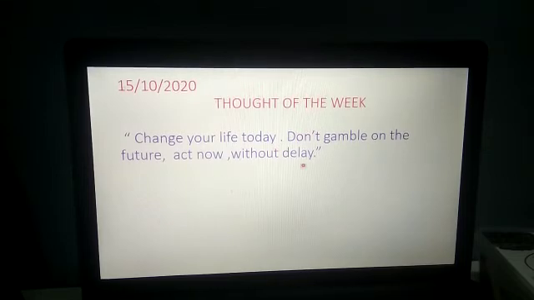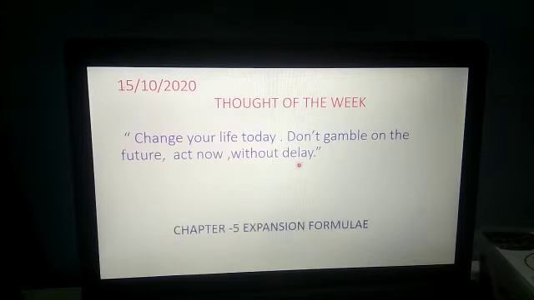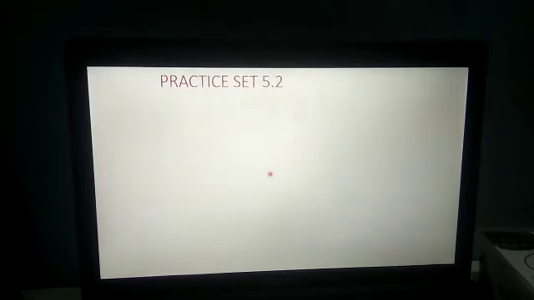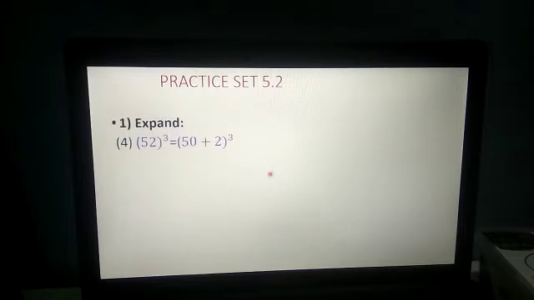Act now without delay. Children, in the earlier part, we already started chapter 5, expansion formulae, and we have completed practice set 5.1, and the expansion of (a plus b) whole cube was going on. We also started practice set 5.2, and in that practice set, first question, expand, we have completed 3 sums of 8. So let us continue the fourth sum.